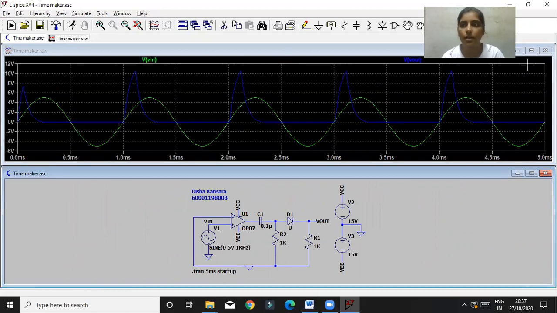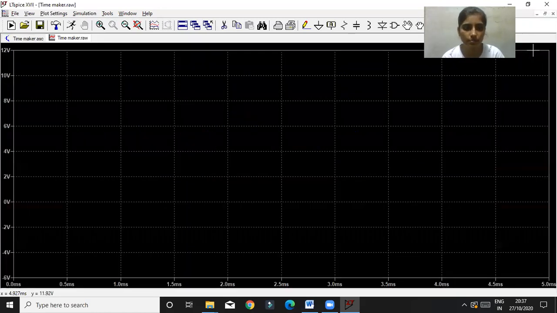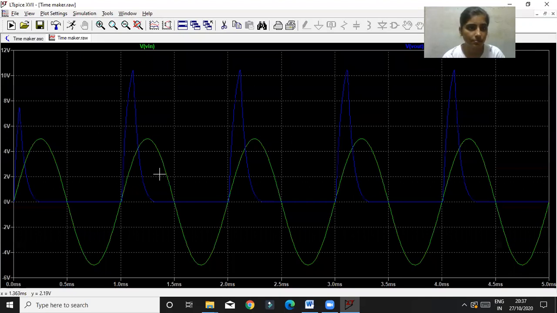In the output I get spikes. So this is the output of the time marker generator.